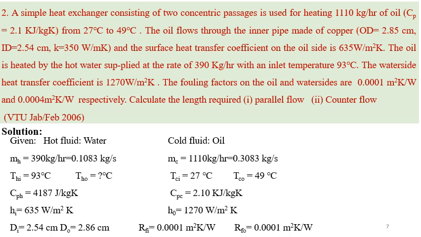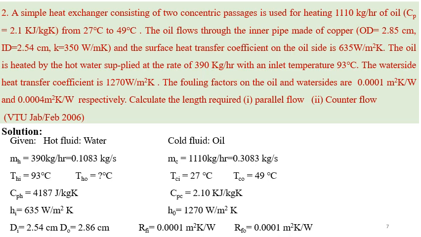And then they gave the surface heat transfer coefficient on the oil side. Oil side means cold side, isn't it? Whether it is flowing in the inner tube or outer tube, you have to consider. The oil flows through the inner tube, so HI is equal to 635. HI is equal to 635 for the inner tube, and water is flowing on the outer side, so H naught is equal to 1270 watt per meter square Kelvin.